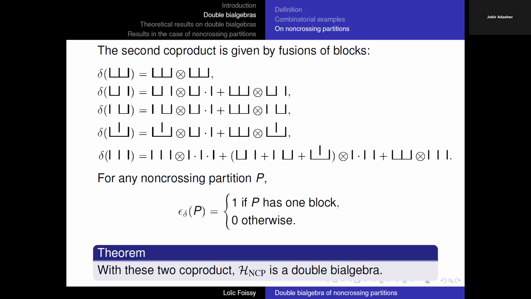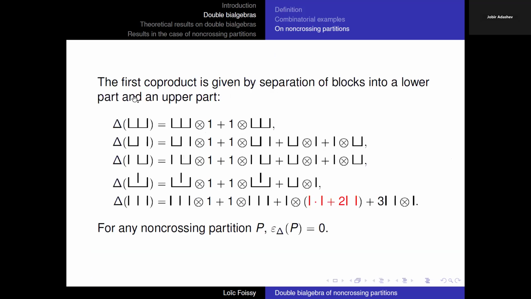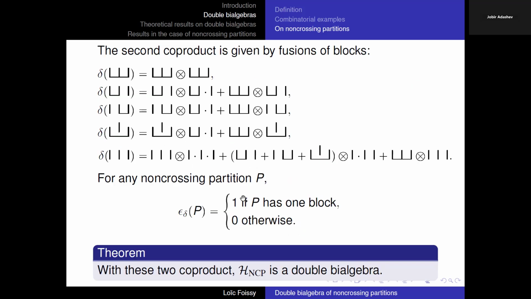So the most tricky part, if you want to show this, is the compatibility between the two coproducts. What you do is first separate your non-crossing partition into an upper and a lower part like this, and then do fusions on both parts. This is the left side of the compatibility. Or you can do the coproduct like this and separate the fusions on the left into two parts, an upper and a lower part. This is something like this, and you can observe that this is the same thing. So this is really a double bialgebra.